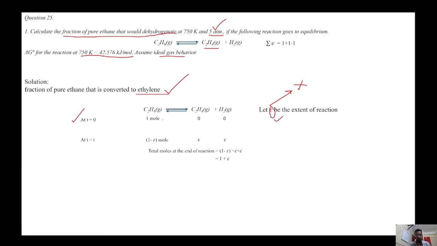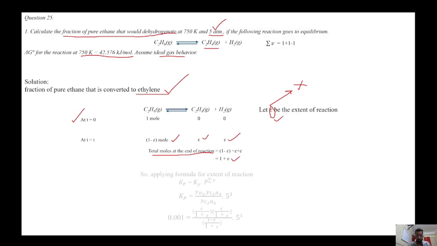So here, according to the stoichiometry, we are getting E moles of H2, E moles of ethylene, and 1 minus E moles of ethane remaining at the end of the reaction. So the total moles at equilibrium, after completion of the reaction, will be 1 plus E.